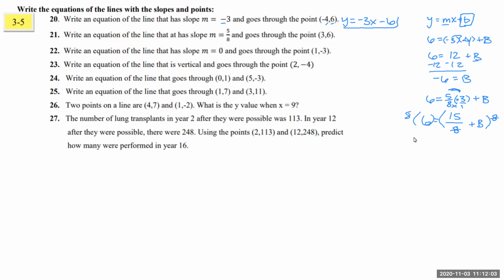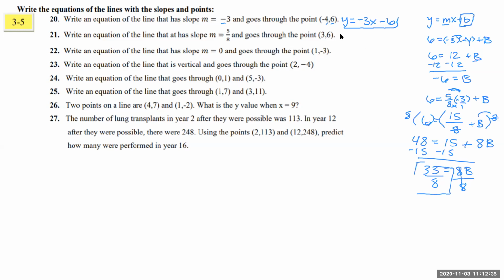So 8 times 6 is going to be 48. And then multiplying by the fraction, we're just going to be left with 15. And then 8 times b is going to be 8b. Then we're just going to subtract 15 from both sides. We're going to get 33 equals 8b. And then we can go ahead and divide by 8. And so our b is going to be equal to 33/8.